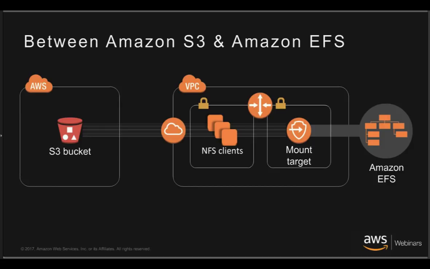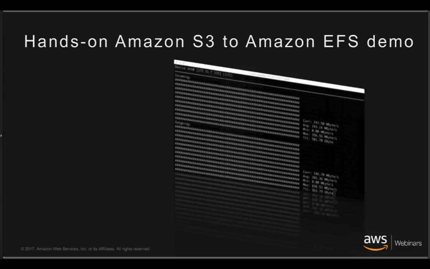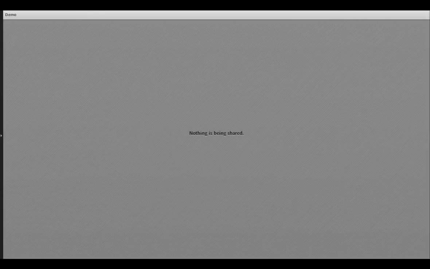You'll find, though, that you want to continue to use parallel or multi-threaded transfer techniques when migrating the data. So you want to have multiple threads copying that data over to Amazon EFS. So let's demo. We'll do a very quick hands-on demo of copying some objects that I have in an S3 bucket over to my EFS file system.